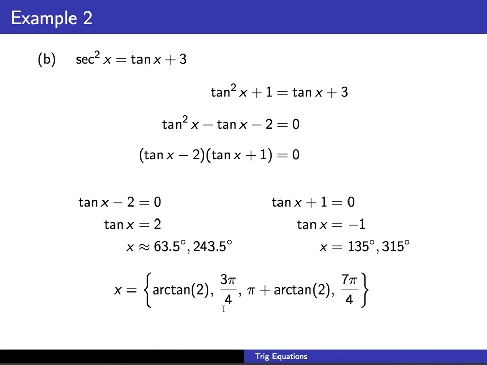135 degrees is 3 pi over 4. 315 degrees is 7 pi over 4. So again, just using some inverse trig to rewrite some of these other ones in their exact form that we do not have in our tangent column on our chart.